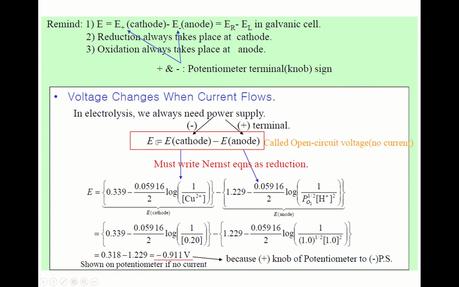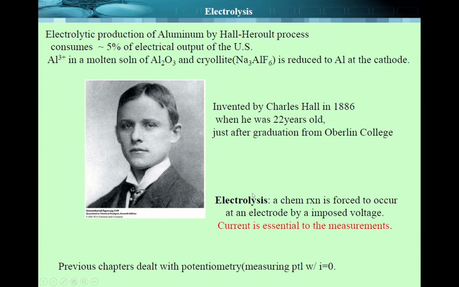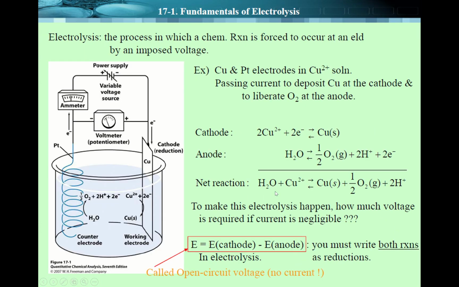So the equation is what? E equals this one. This is called open circuit voltage. Why? In open circuit voltage, no current flows. And then for each electrode, for cathode and anode, you apply Nernst equations. So here, let's go back to the original setup. This is the cathode, this is the anode.